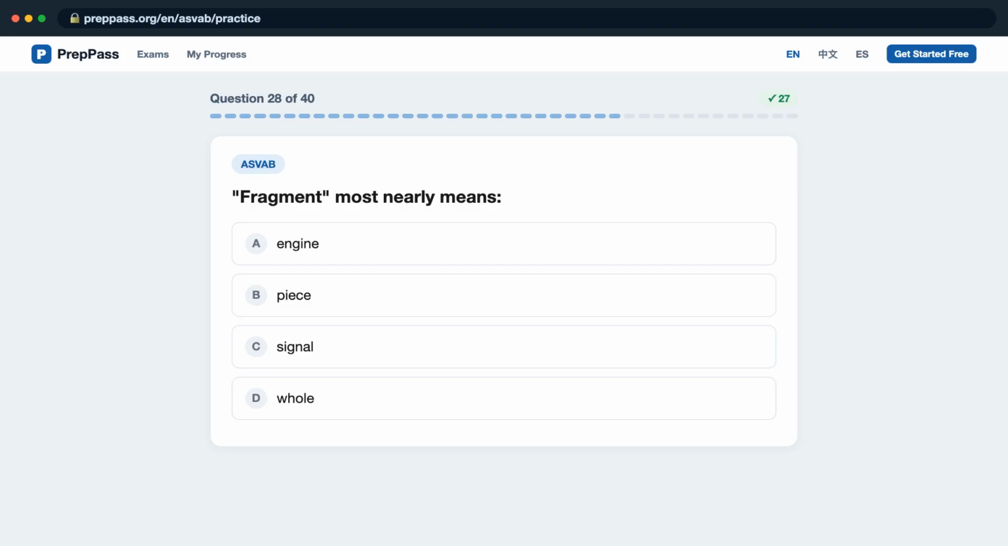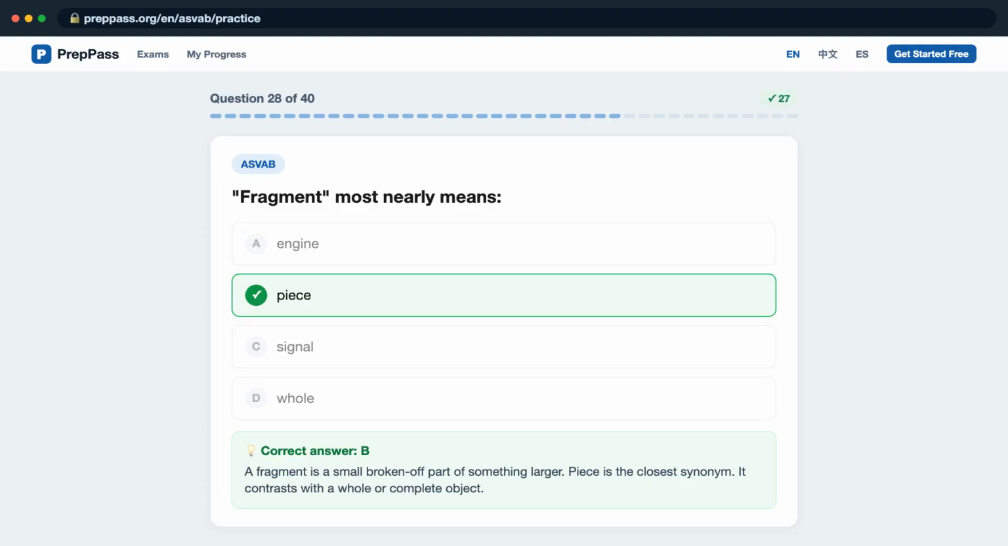Question 28. Fragment most nearly means, is it A, engine? B, piece? C, signal? D, whole? The correct answer is B. A fragment is a small broken-off part of something larger. Piece is the closest synonym. It contrasts with a whole or complete object.